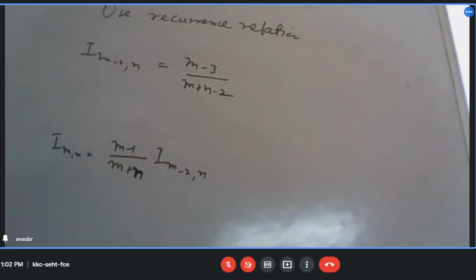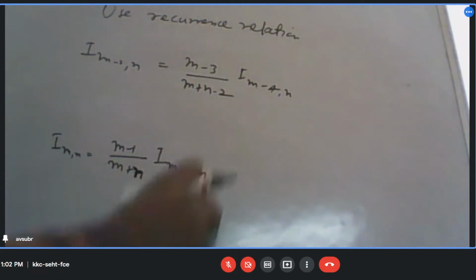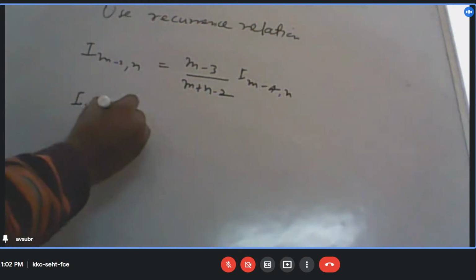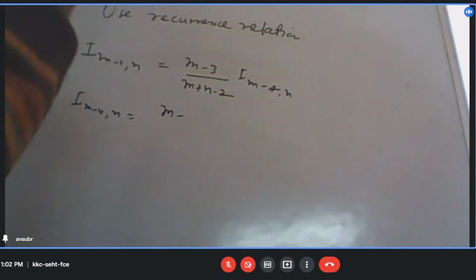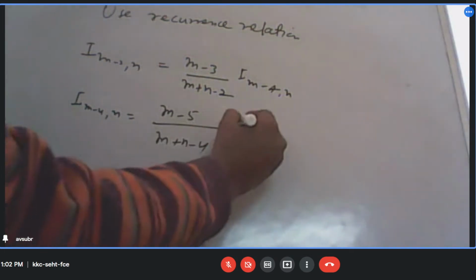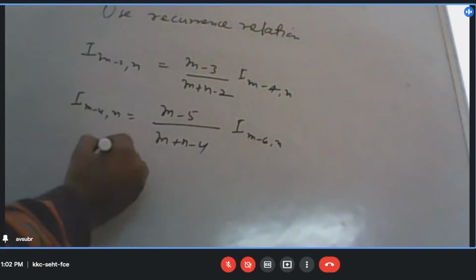We have to now put in place of m, we will put m minus 2. Okay, so this will be I m minus 4, 4n. Next, I m minus 4n. Tell me, m minus, what should I write down? M minus 5. Correct, m minus 5 by m plus n minus 4. I m minus 6n.